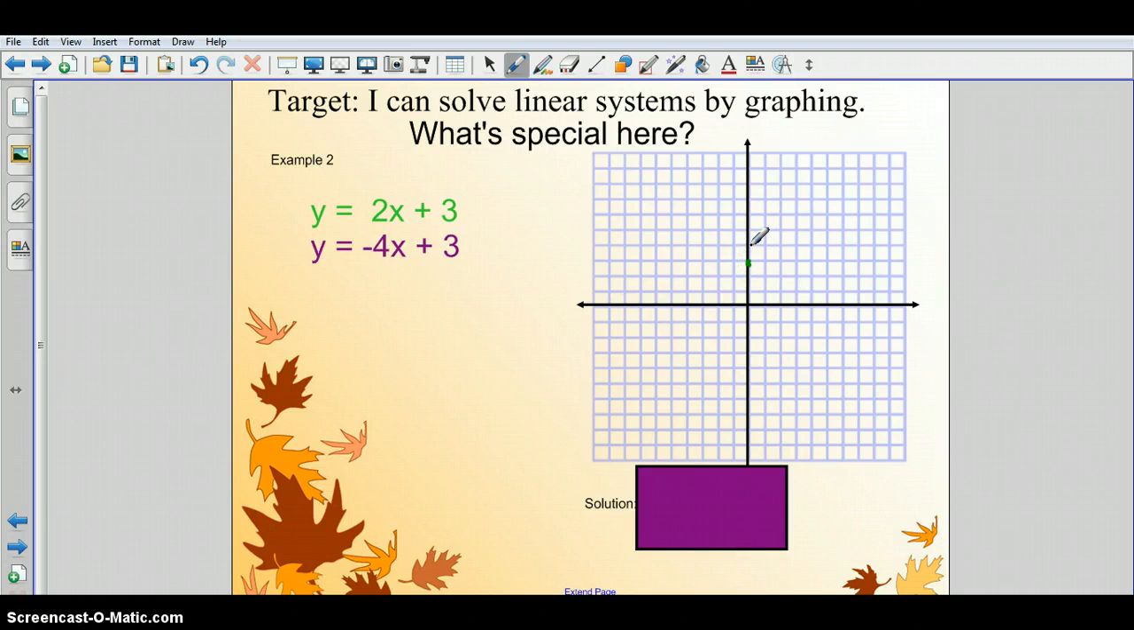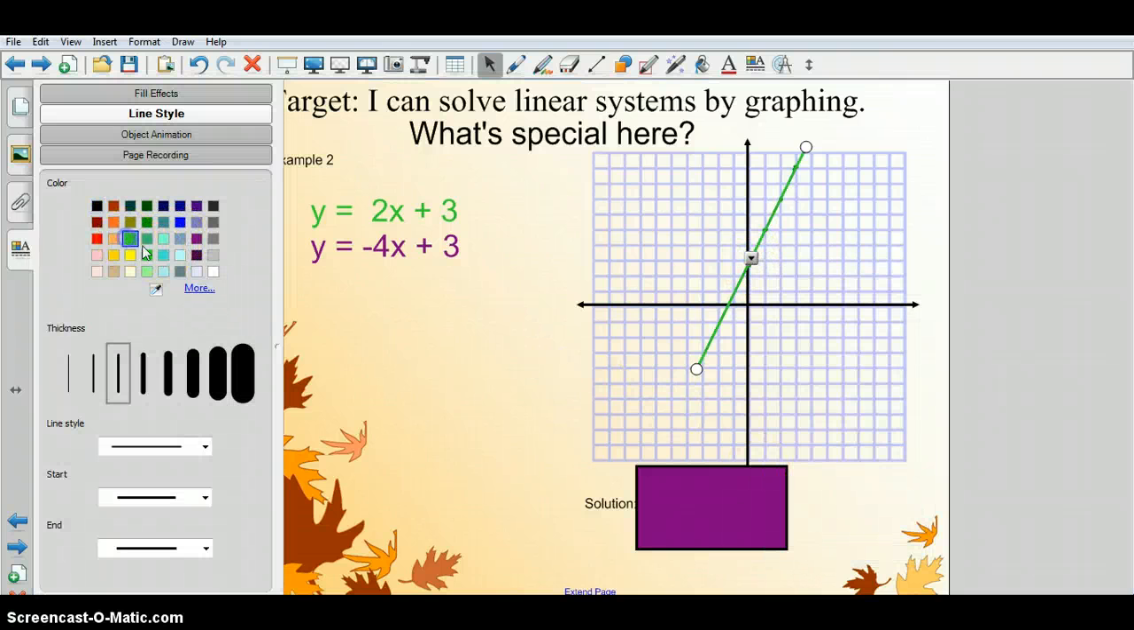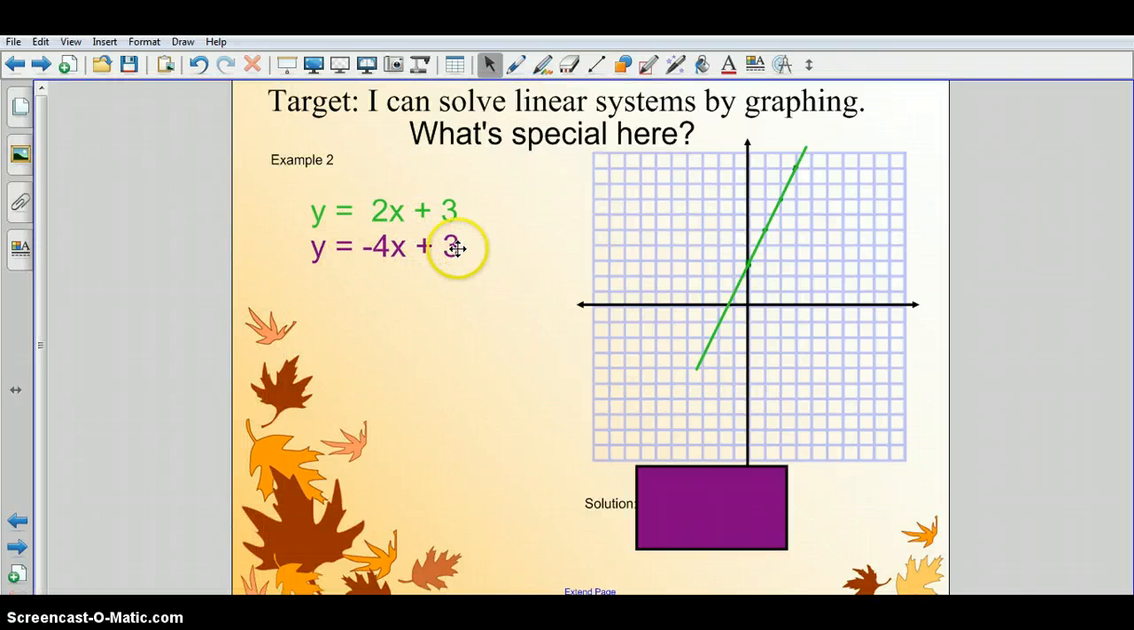So from there we are moving up 2 over 1 to the right, up 2 over 1 to the right, up 2 over 1 to the right. And then I'm going to go ahead and connect those points, make a nice straight line, color my line green. And then when we plot the second line, it also has a y-intercept of 0, 3. So I'm going to start at the very same place, 0, 3. Looks like that might be my intersection point.